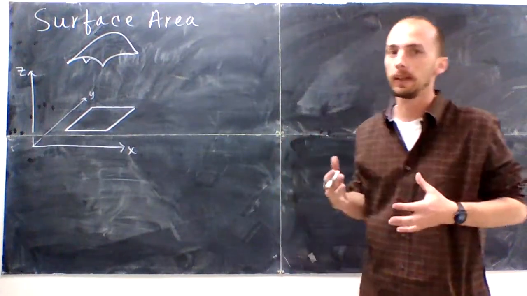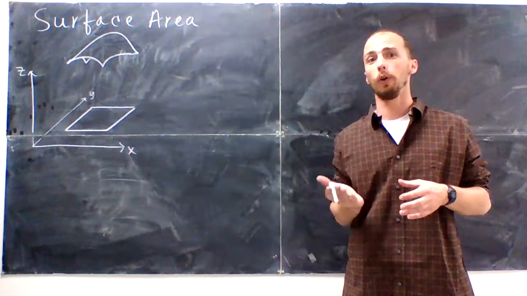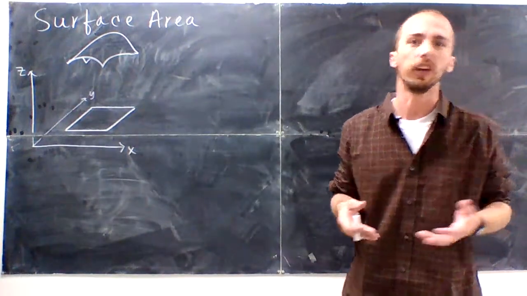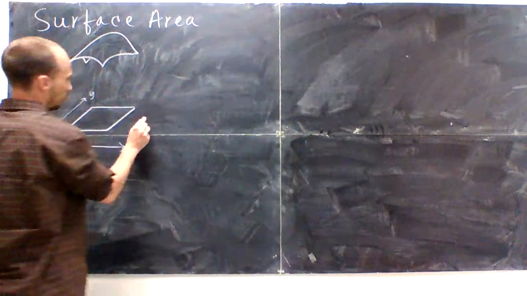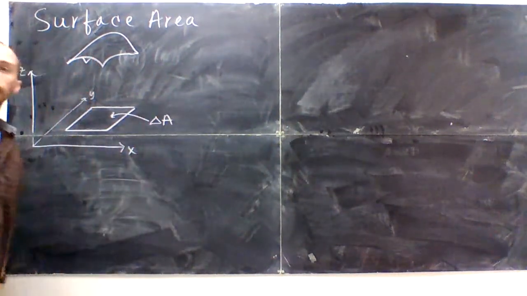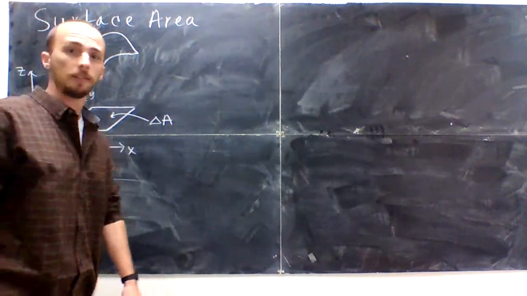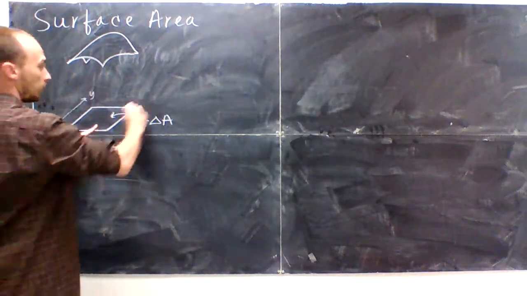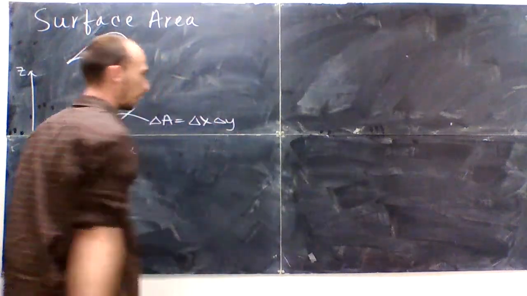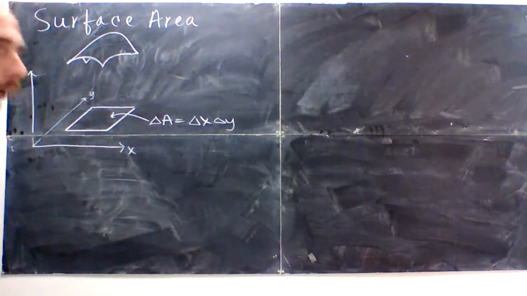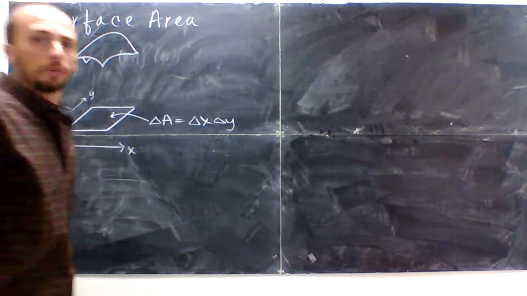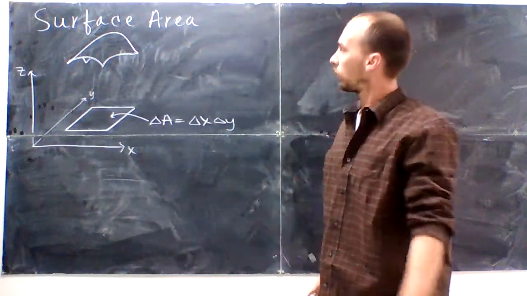I'm interested in the amount of that surface that sits over a very small piece of area in the plane, maybe delta area. So I'm going to call this delta A. And I'm going to mention that that amount of area is given by delta x times delta y. Okay, I'm just going to throw that out there. I'll need that later. And then I've got my surface z equals f of x and y, which I think I drew pretty well there.